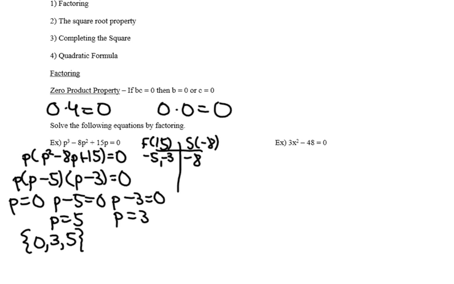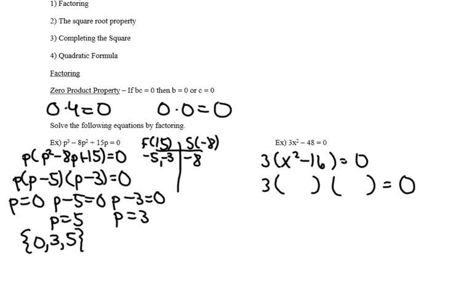Now, let's take a look at the next example. We've got 3x squared minus 48 is equal to 0. Again, the very first thing I want to do when I factor is to factor out the greatest common factor. Well, on the left-hand side, that's a 3. When I divide out a 3 from each term, I'm left with x squared minus 16. Now, we know x squared minus 16 is a difference of 2 squares, so I'll factor. The square root of x squared is x. The square root of 16 is 4. Remember, one's positive, the other one's negative.